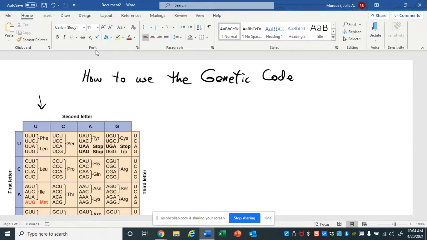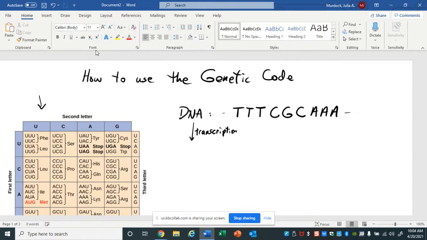So let's talk about that. First of all, you already know that if you have a DNA strand, let's say we start with T, T, T, then C, G, C, and then A at the end. Let's do a simple one. Let's say that's a DNA strand. The DNA has unzipped, and now we're going to transcribe it. We're going to go through transcription and make an mRNA molecule.